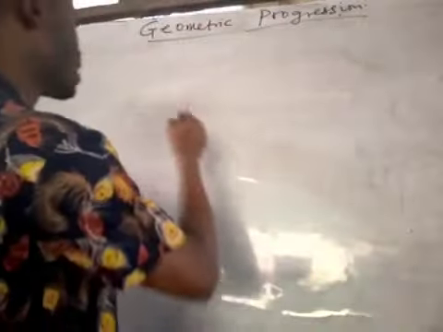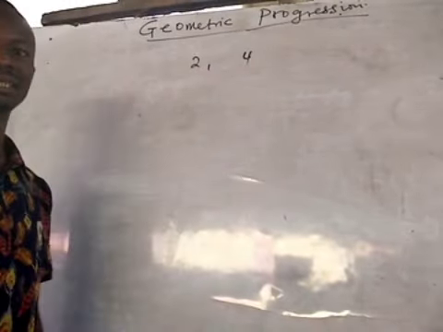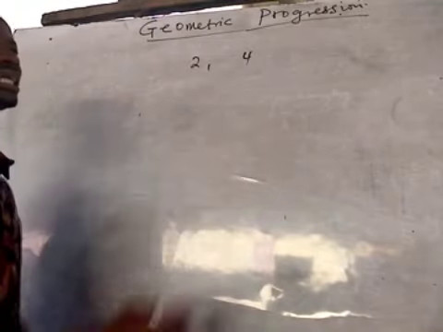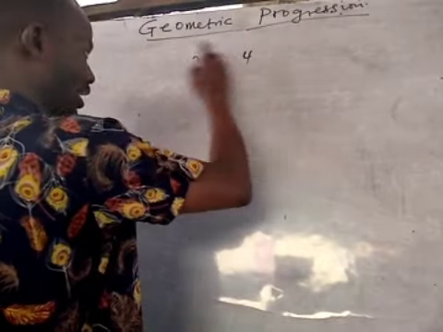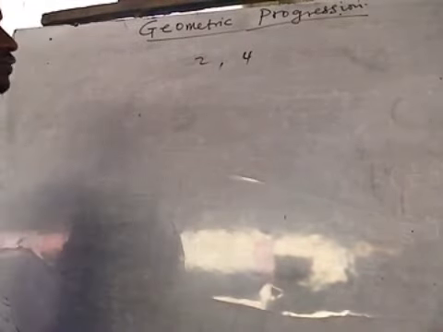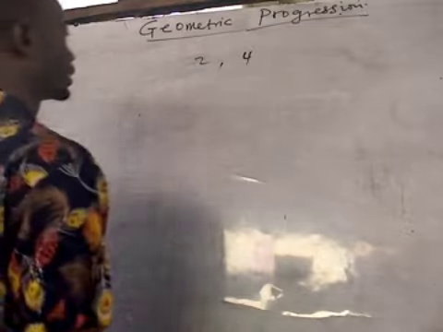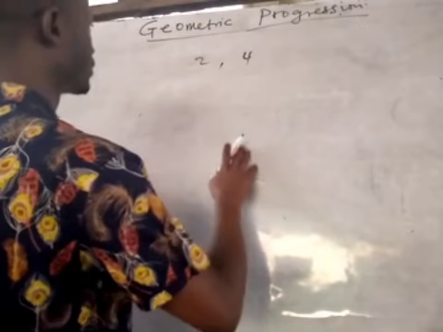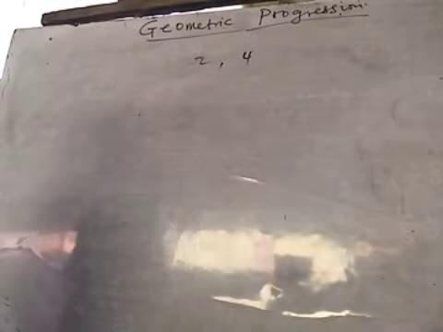For example, if I'm given the numbers 2 and 4, these are two numbers, and somebody asks you to find the arithmetic mean of these numbers. Okay, 2 and 4 is okay. Let's use 2 and 4.